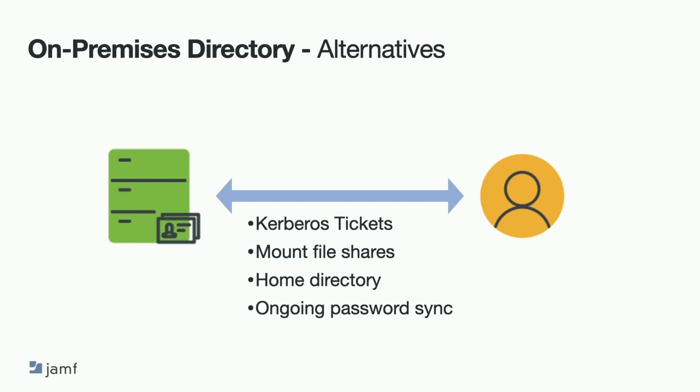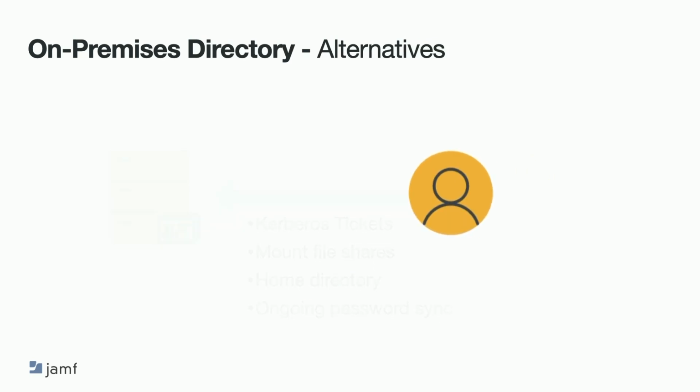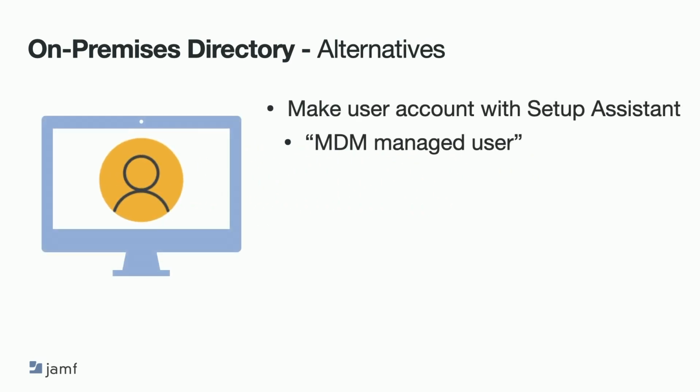There's only one thing that they don't do, and that's make user accounts. So in order to do that, you have to have two options as an alternative. One is you let the computer go through Setup Assistant and make its user account in the standard way. macOS has a built-in screen reader named VoiceOver, et cetera, et cetera.